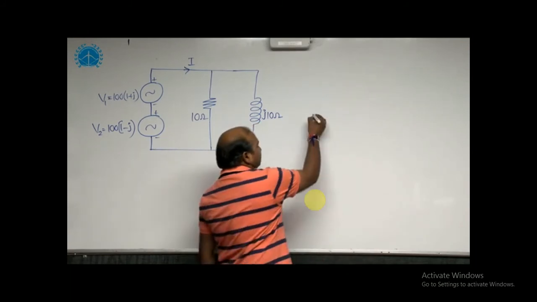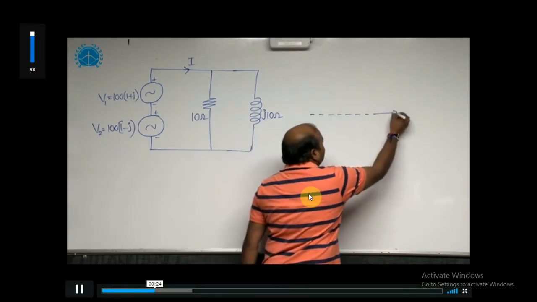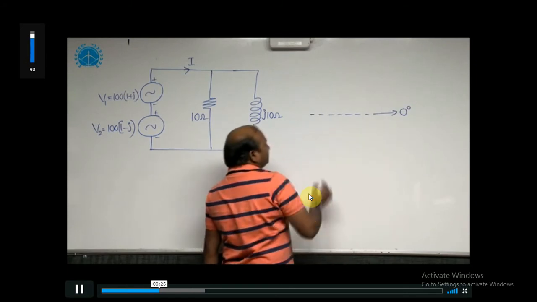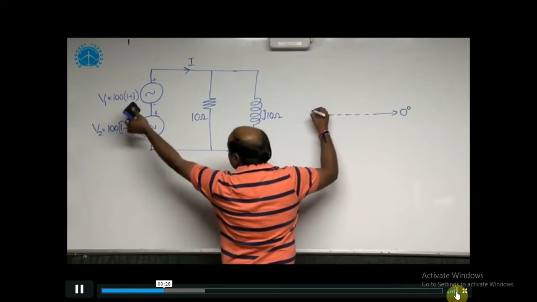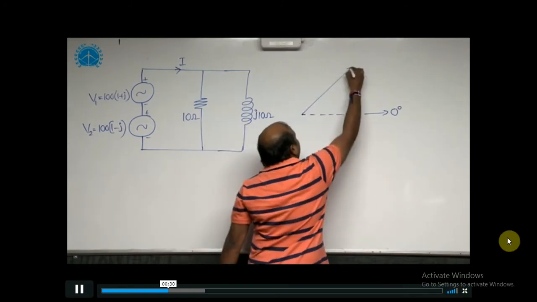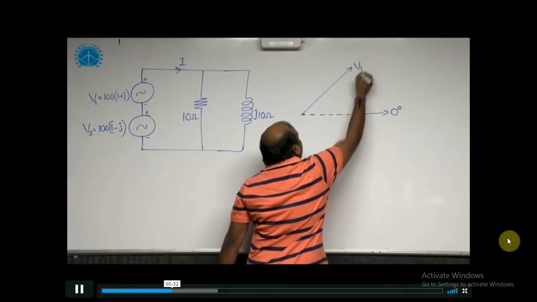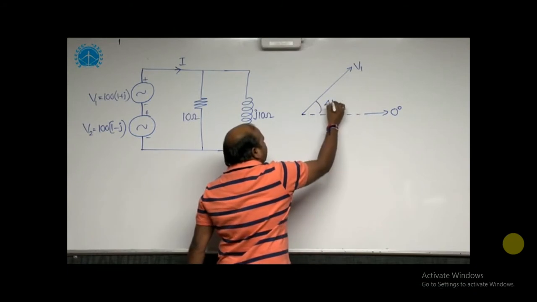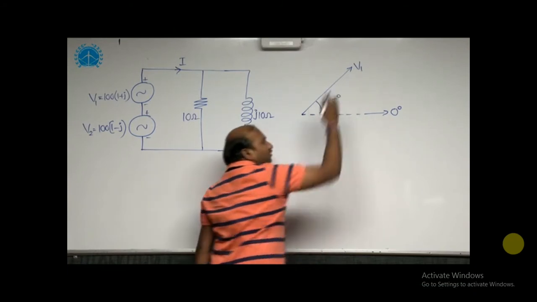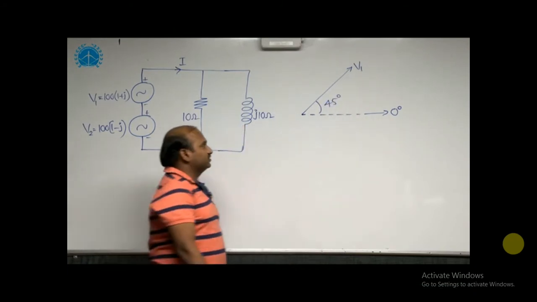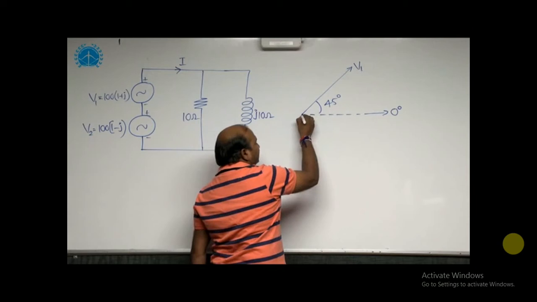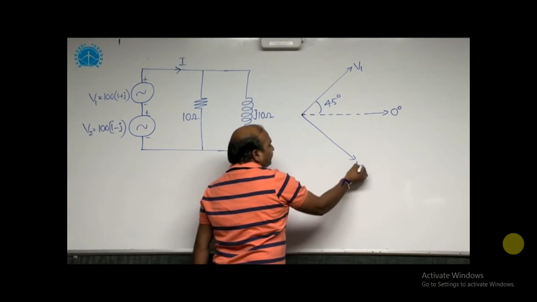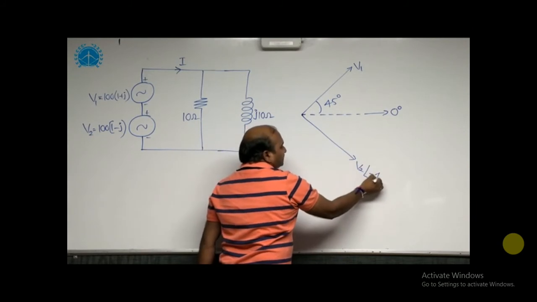That is, by considering this as a reference, this V1 is having 45 degrees positive. We should move in the counterclockwise direction, which is plus 45 degrees, and V2 is minus 45 degrees.